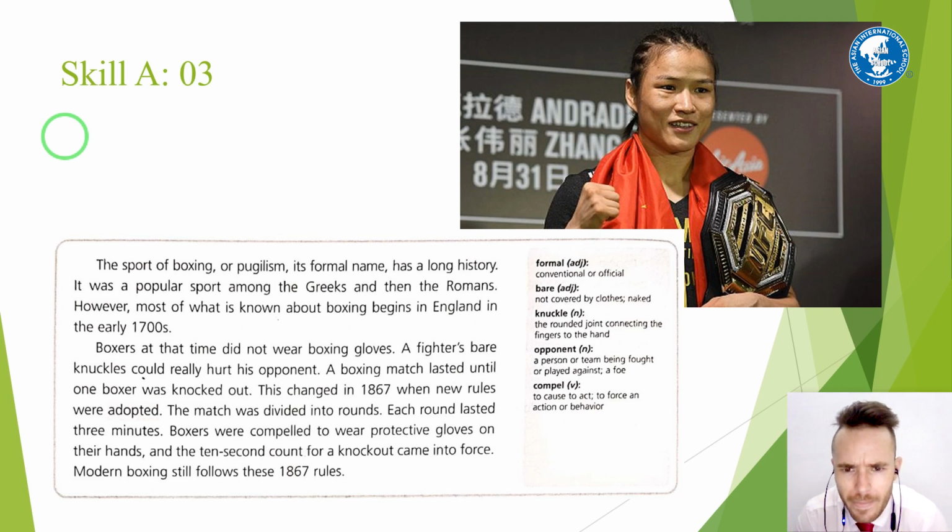Number 4, an opponent, a person or team being fought against. Who did Vietnam play in the cup? Was it Malaysia they played in the football? Or was it Iran? Iran, maybe. They were the opponent, the team that Vietnam were playing.